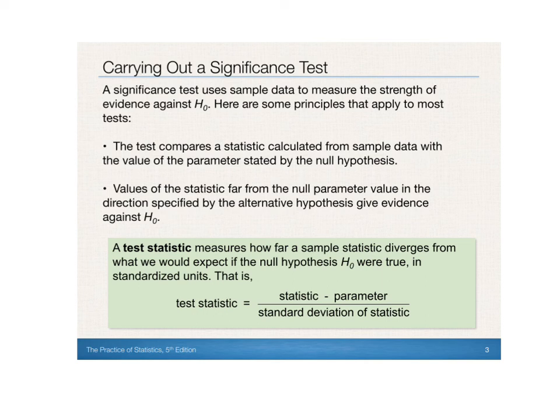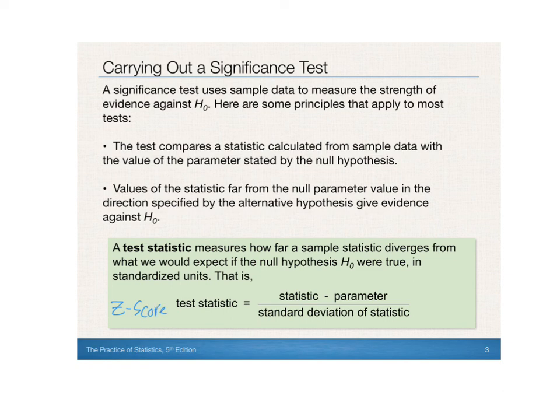Okay, next. Once we've found the mean and standard deviation, we're ready to actually find our p-value. Turns out we can find our p-values using strategies that we've already learned. So we can say the test compares a statistic calculated from a sample of data with the value of the parameter stated by the null hypothesis. The values of the statistics far from the null parameter value in the direction specified by the alternative hypothesis give evidence against the null. What does that mean? Well, if I want to find a p-value, I'm going to use this formula, which is really very similar to a z-score.